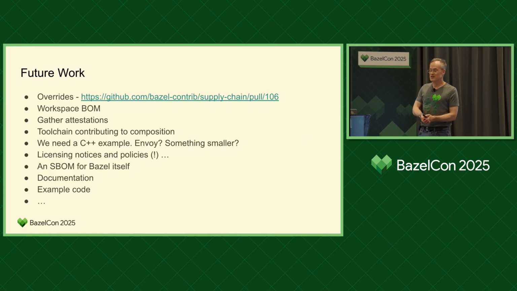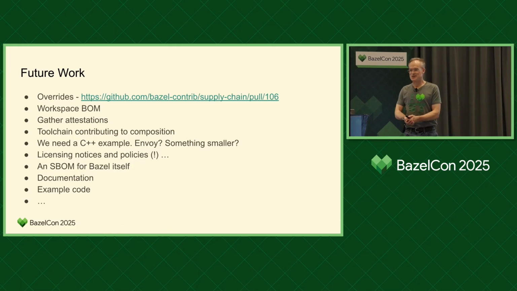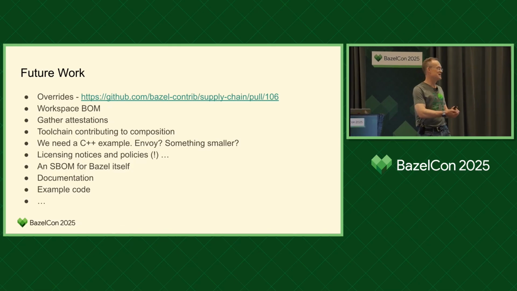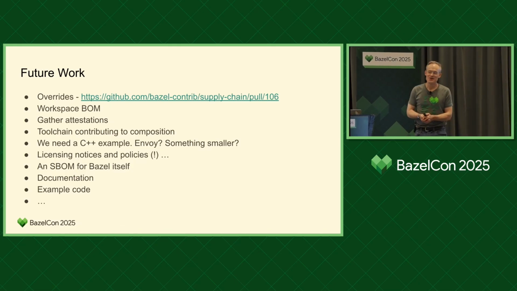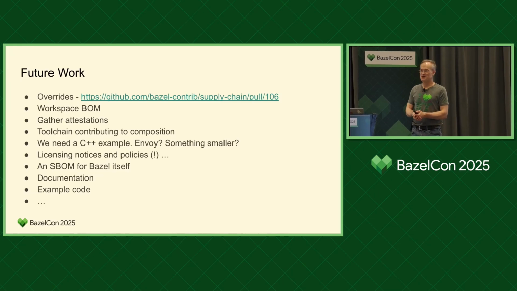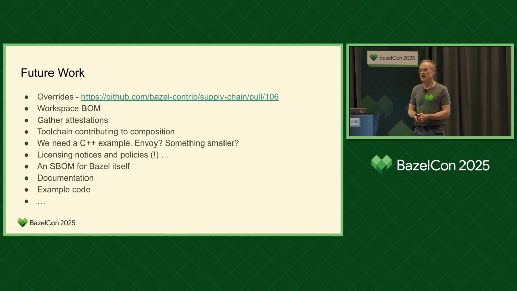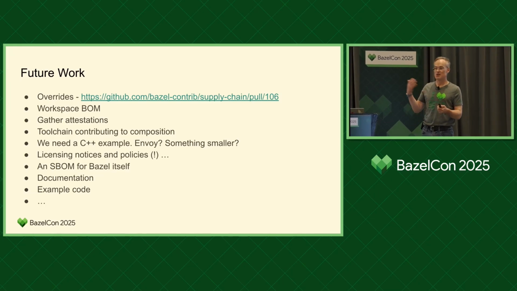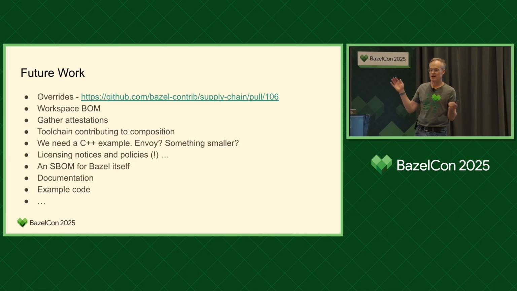We started with licensing, but in Bazel Contrib supply chain, we haven't really gotten back to licensing. So we have to complete that. We have to generate copyright notices. We have to apply licensing policies like this artifact may not statically link with LGPL, for example.